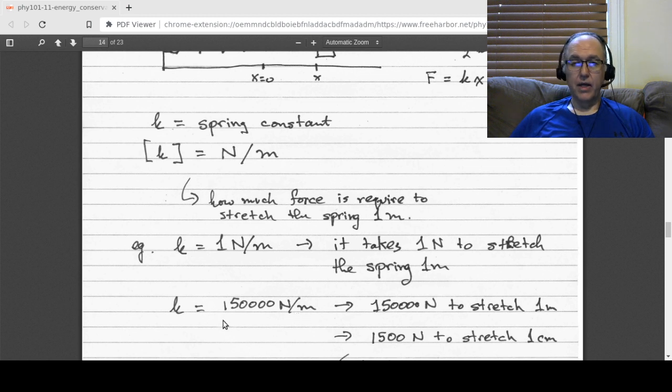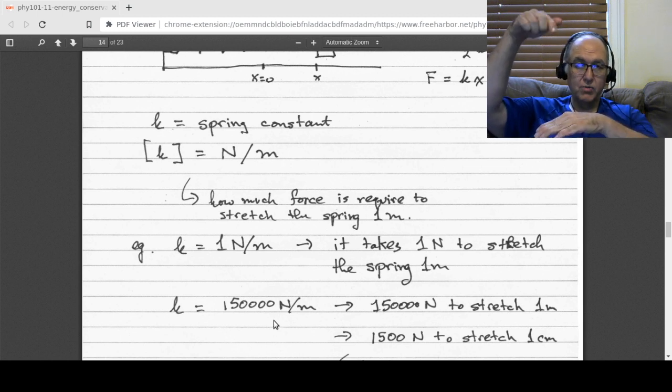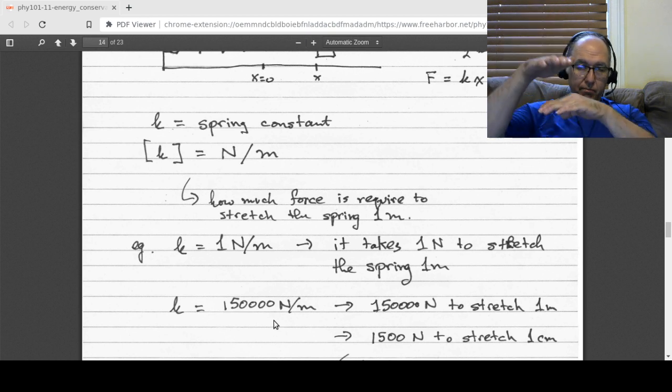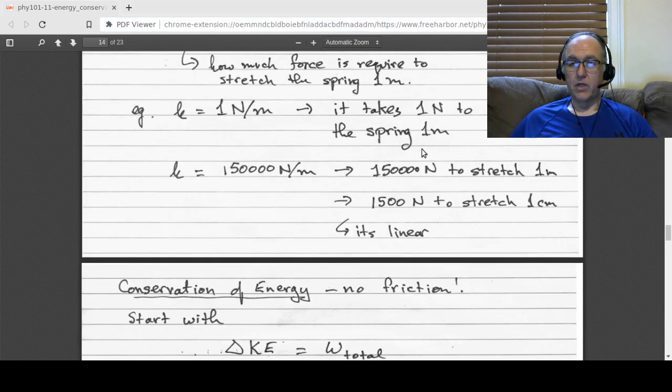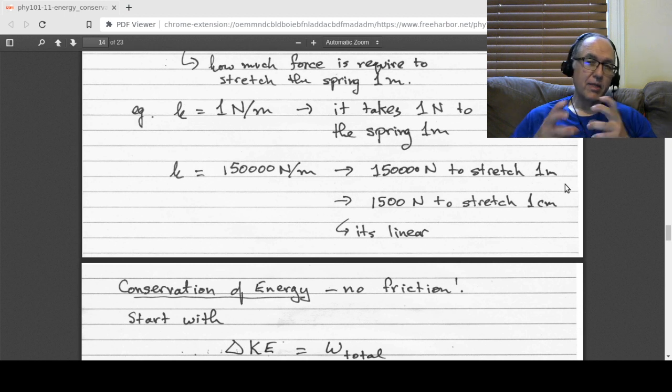A more typical k, something like your shock absorbers in your car. So you know that your car has these shock absorbers, which are springs, and when the car hits a bump, it'll compress the spring, and that compression takes a lot of force. And so you might have a spring constant which is 150,000 newtons per meter, and that means that it would take 150,000 newtons to stretch this thing by 1 meter. Now, your shock absorbers generally don't stretch 1 meter. They'd probably break if they stretched 1 meter. But remember, this is a proportionality. It just says if you were to stretch it a meter, it would take 150,000 newtons.